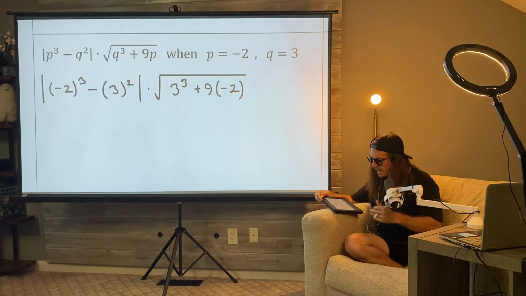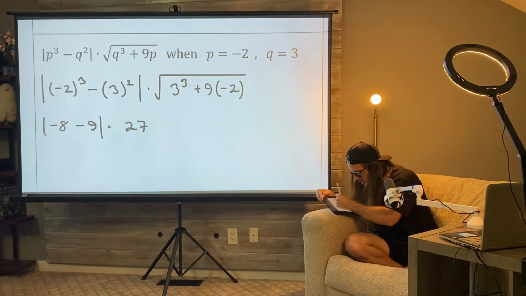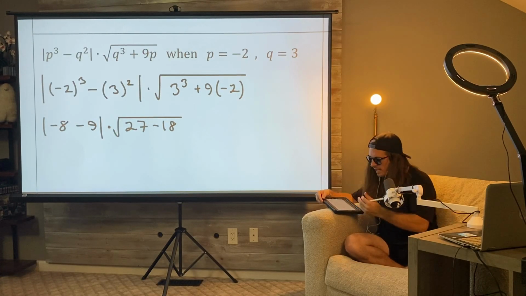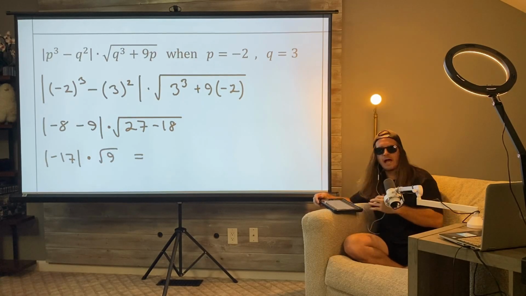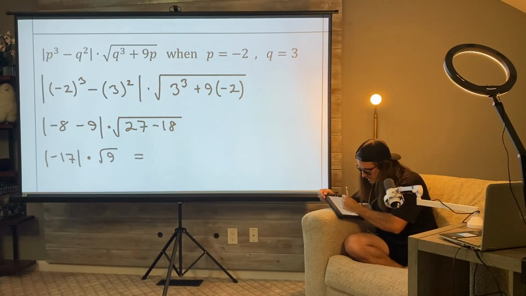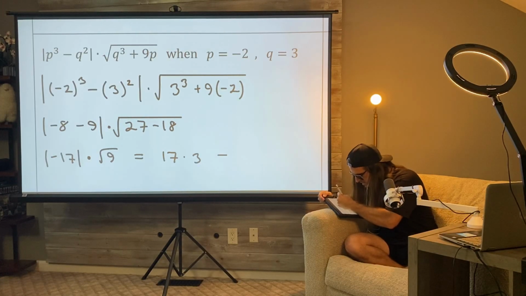All right, negative 2 cubed is negative 8. 3 squared is 9. 3 cubed is 27 minus 18. Negative 8 minus 9 is negative 17. Times 27 minus 18 is 9. The absolute value of negative 17 is 17, and the square root of 9 is 3. And 17 times 3 is 51.